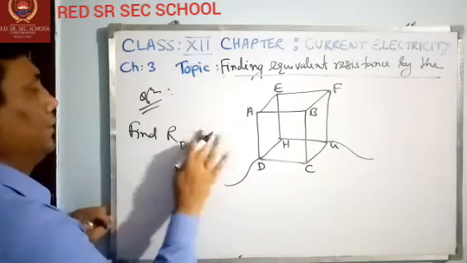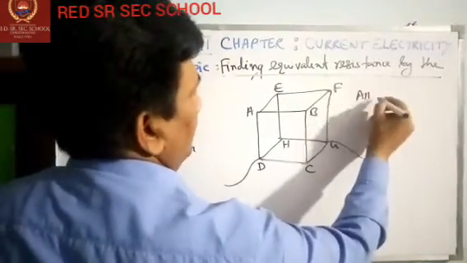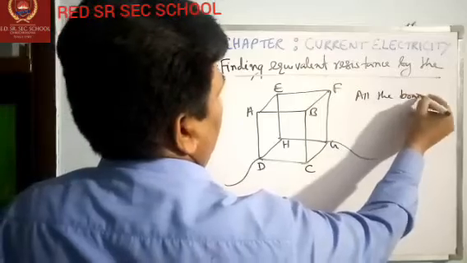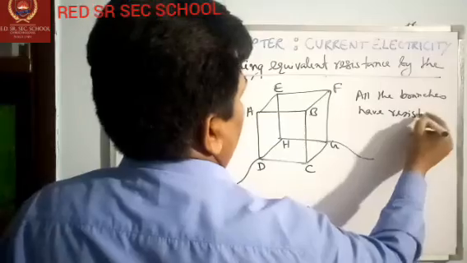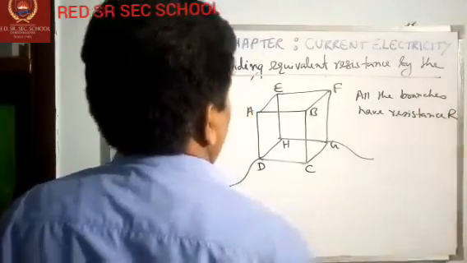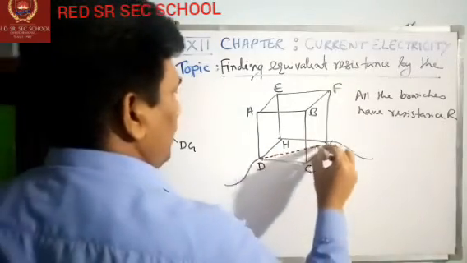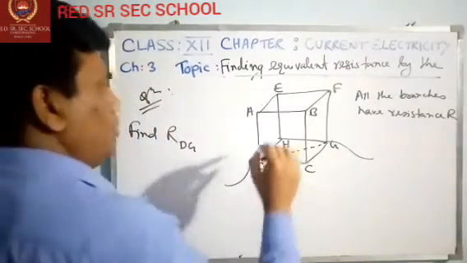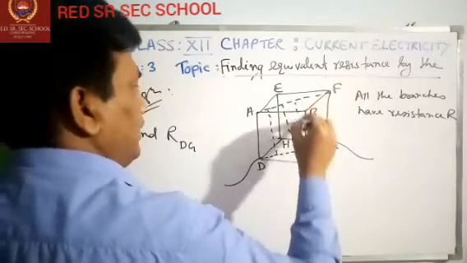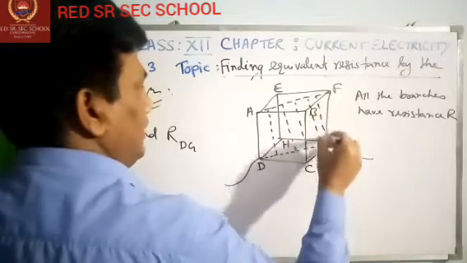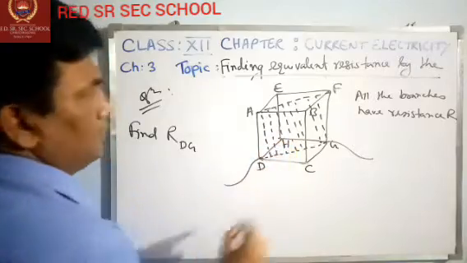Okay, all the branches have resistance R. Okay, what you need to do, you draw, first you join this line DZ and you draw a symmetrical plane passing through the line D and Z. Are you getting a point? I think the 3D view is clear.